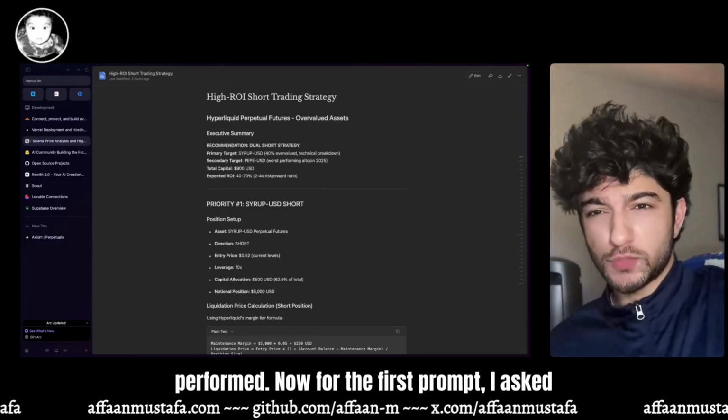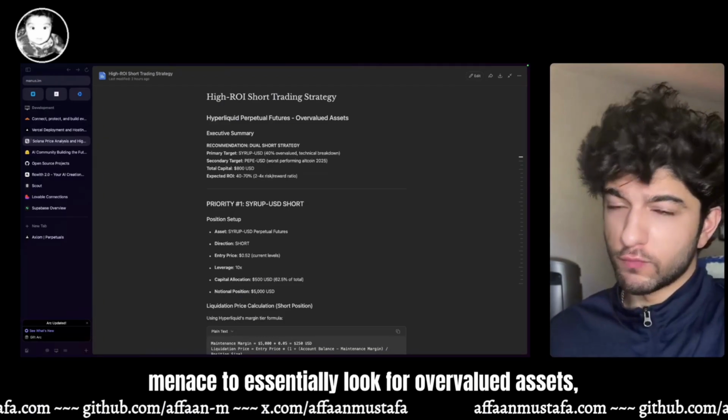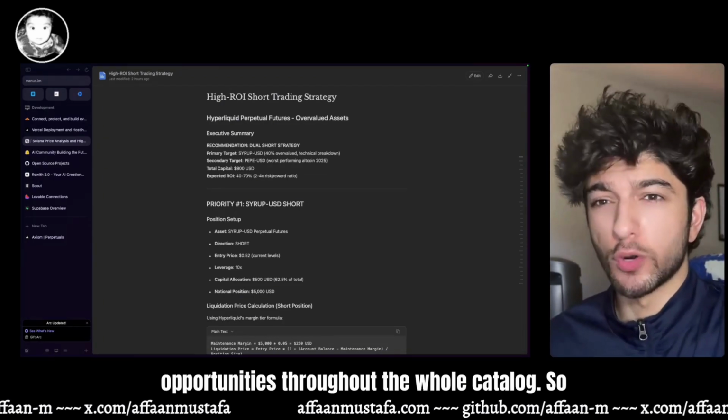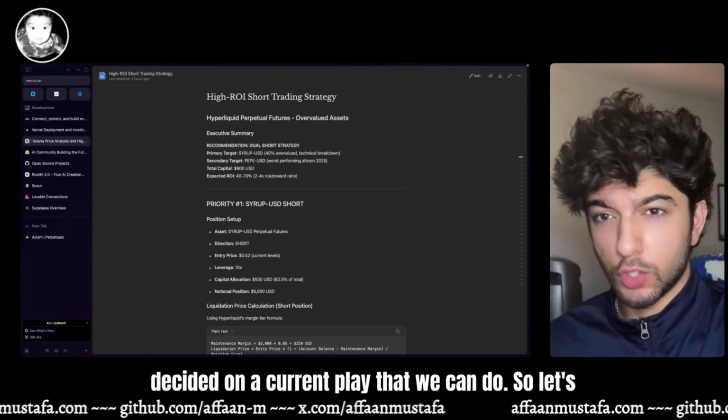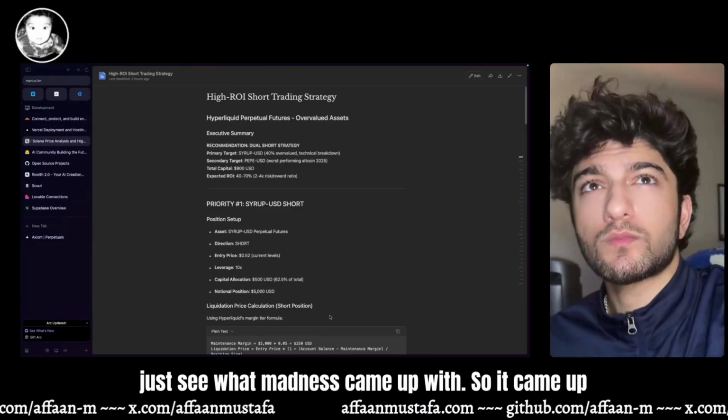Now for the first prompt, I asked Manus to essentially look for overvalued assets, things that have a high potential short opportunity throughout the whole catalog. So first it found everything within the HyperLiquid catalog, then it looked through the options and decided on a current play that we can do. So let's just see what Manus came up with. So it came up with a dual short strategy.